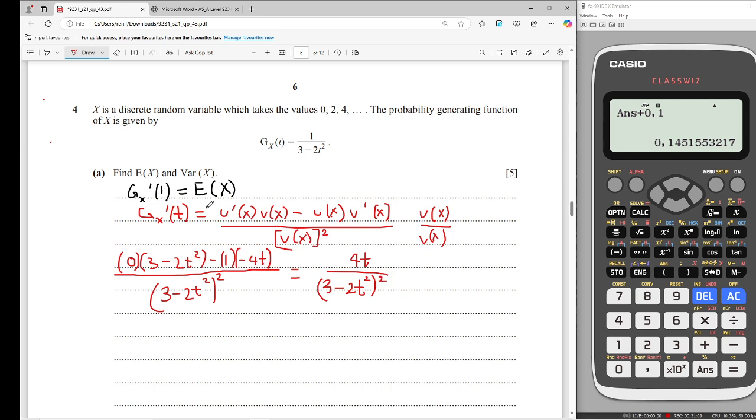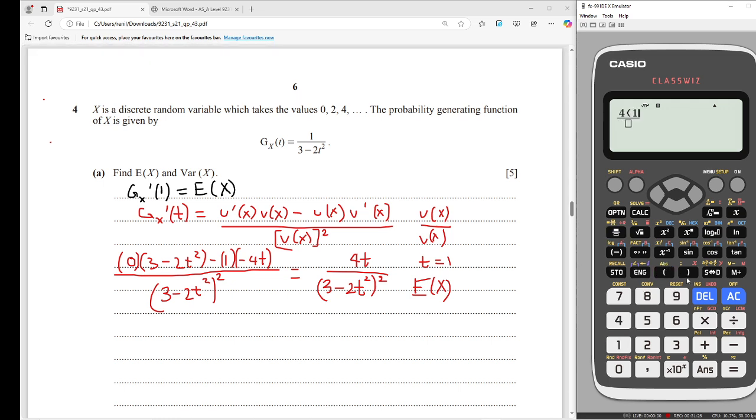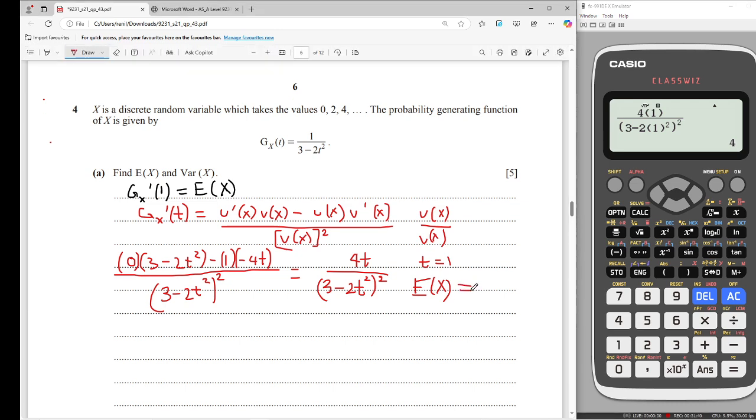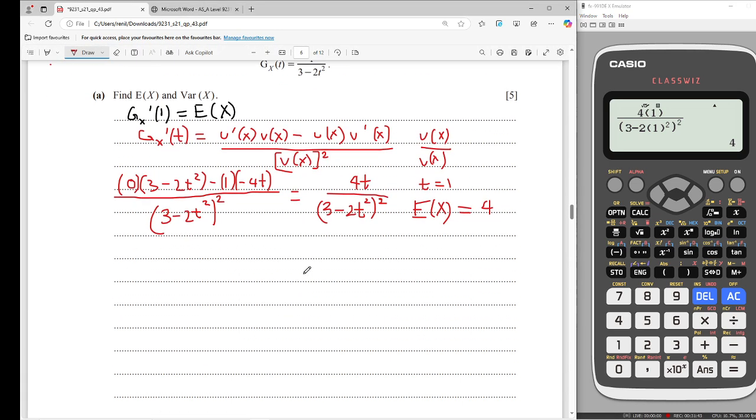Fine. Now, as I said, we differentiate g of x and put in t equals 1. So when t equals 1, our value of E of X becomes 4 multiplied by 1, divided by (3 minus 2 times 1 squared) whole bracket, squared. The denominator is equal to 1. So it's equal to 4 by 1, which is 4. So this is our E of X value. Let's just put that in a nice box. E of X is equal to 4.